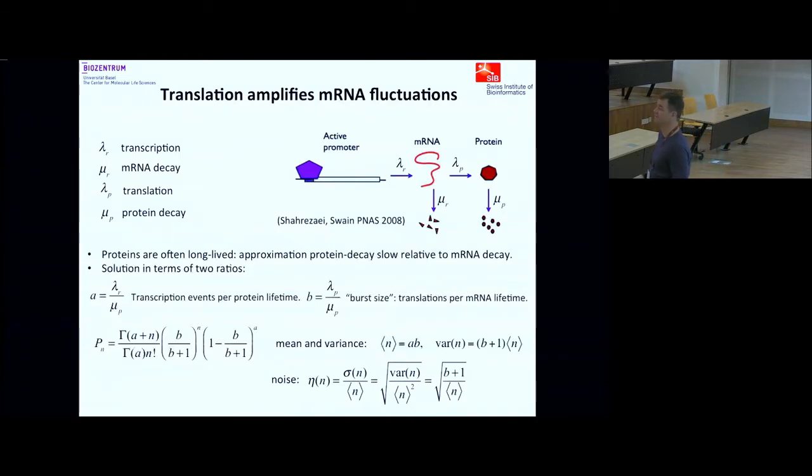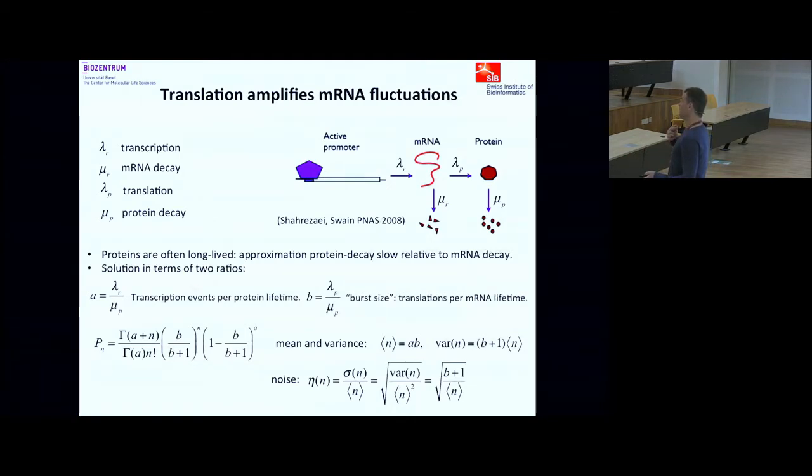For example, if you want to keep the mean of your protein equal and lower its noise, what you should do is downregulate this B and upregulate this A. So you want to make an mRNA that is badly translated and decays very fast, but you transcribe it all the time. All right?